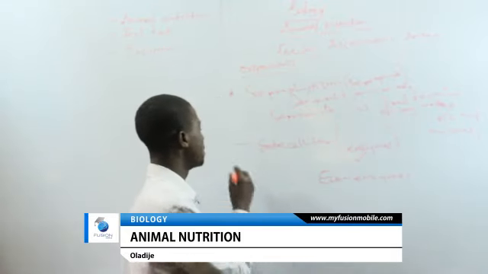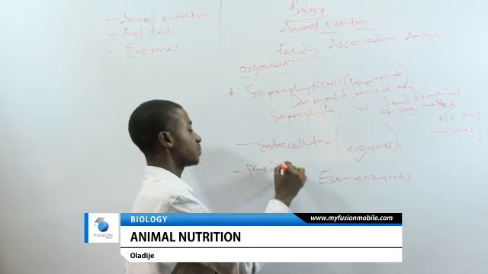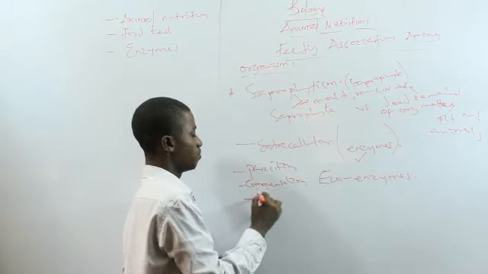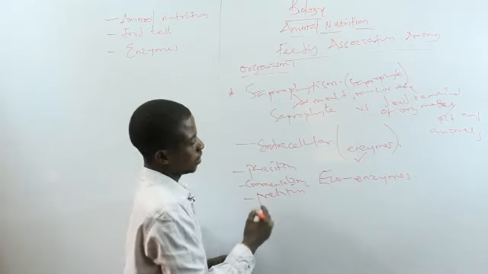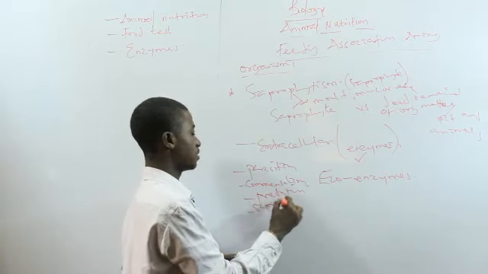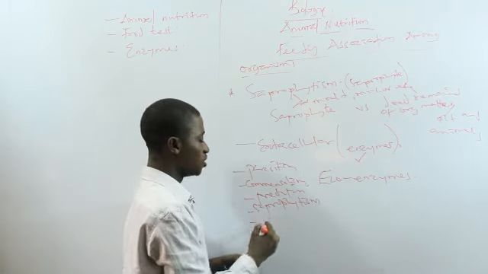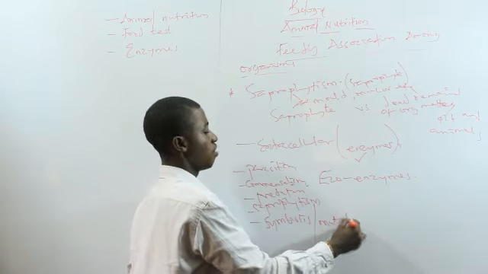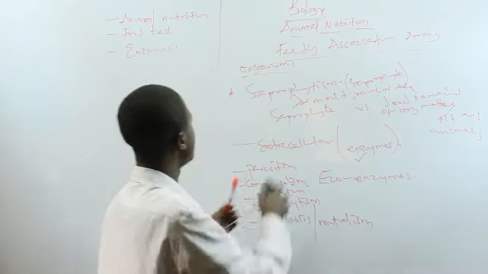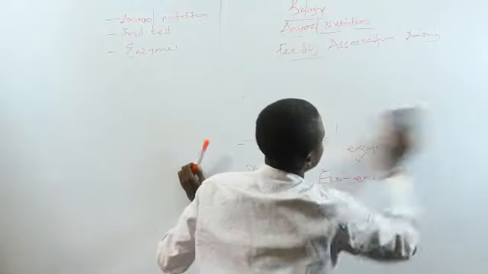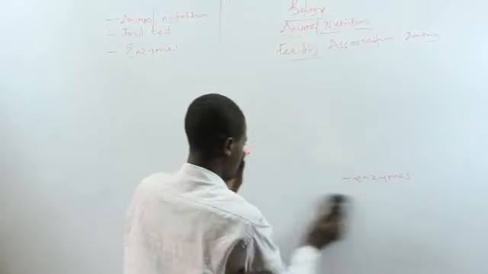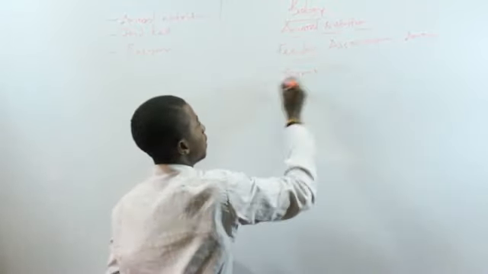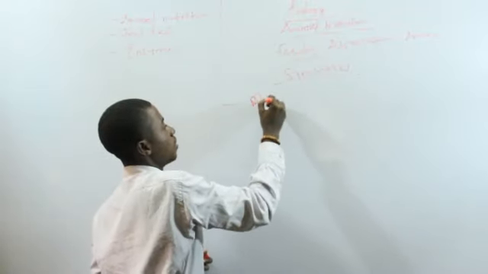And so far so good, we've been able to look at parasitism, commensalism, predation. We looked at saprophytism, and now we're going to be looking at symbiosis or mutualism. So that will be the last one we'll be looking at. Symbiosis is also referred to as mutualism.